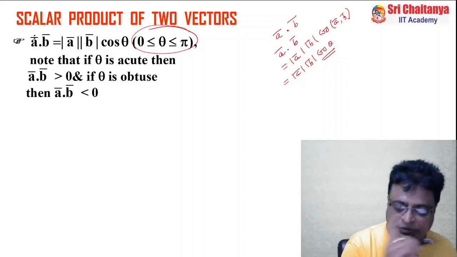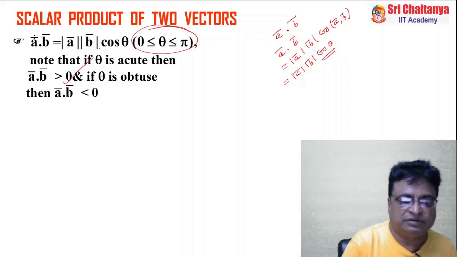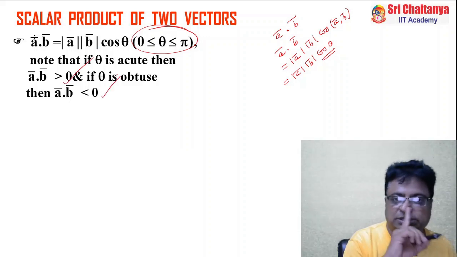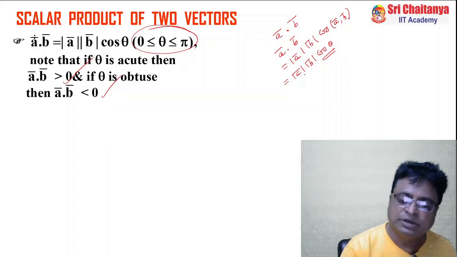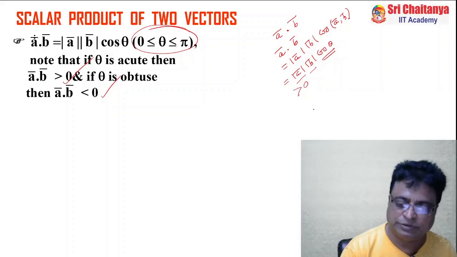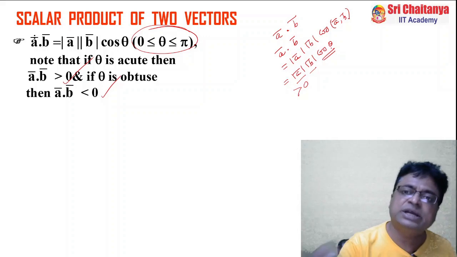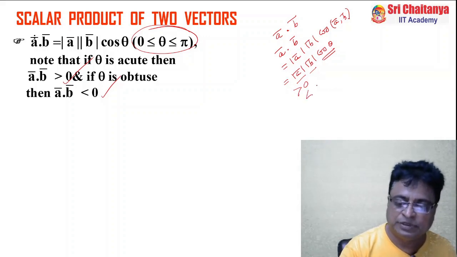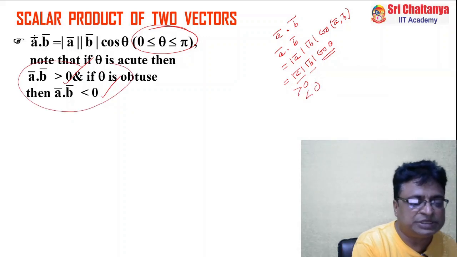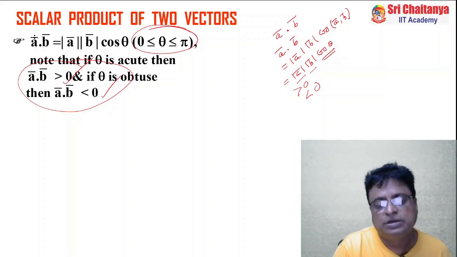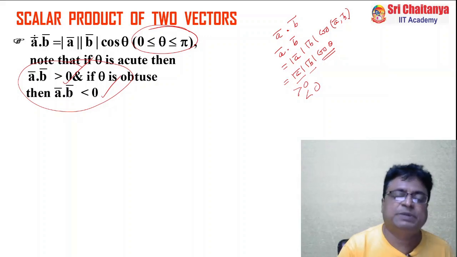If theta is acute, then A bar dot B bar is always greater than 0. If theta is obtuse, A bar dot B bar is less than 0. Because if theta is acute, mod A bar is positive, mod B bar is positive, and cos theta is positive, therefore this total quantity is positive. If theta is obtuse, since mod A bar and mod B bar are positive and cos theta is negative, positive into negative becomes negative. Problems were asked based on this simple fundamental aspect several times in competitive examinations. Please don't neglect to study this particular area.